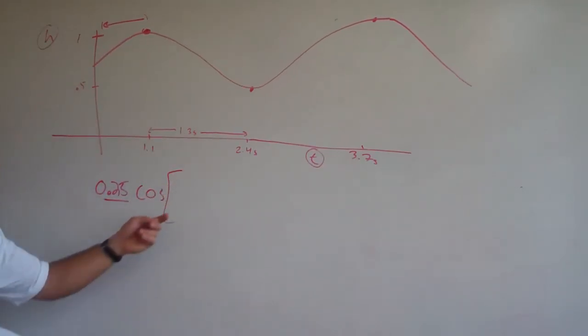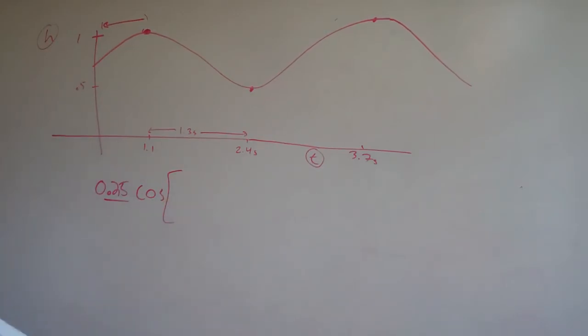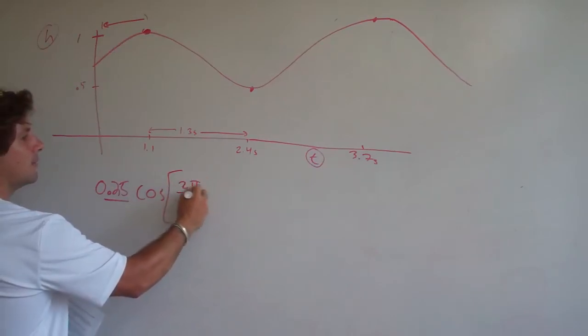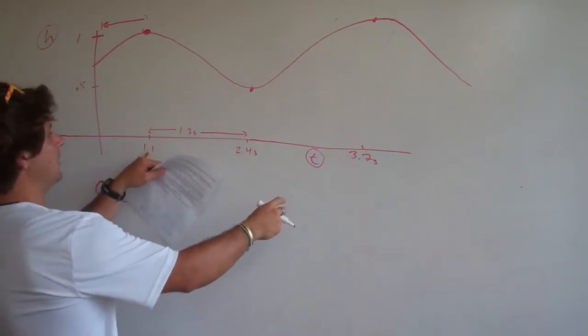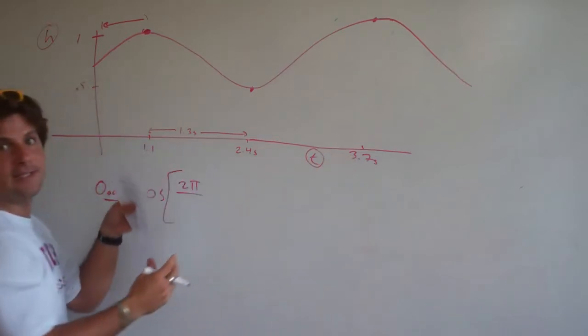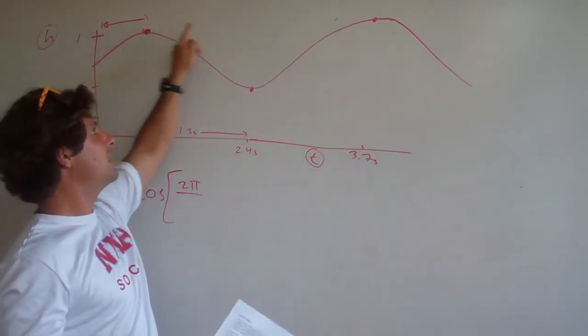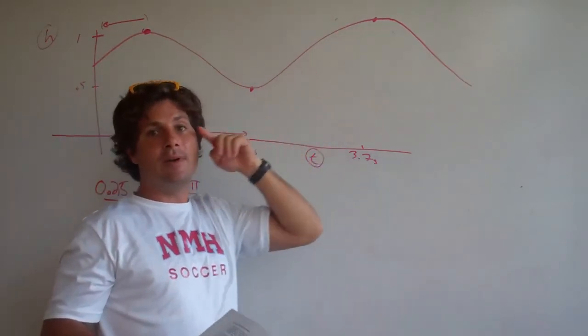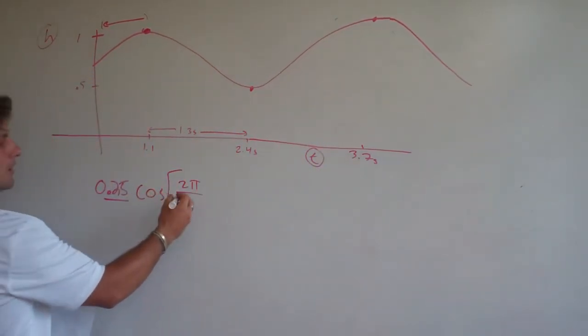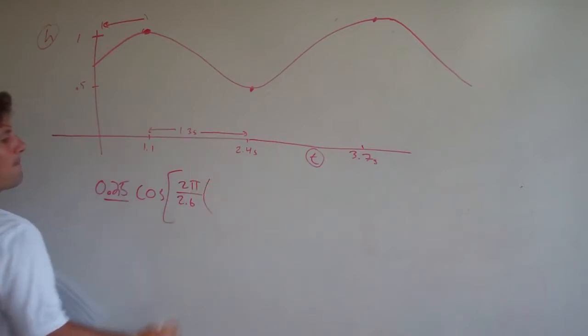And then we need to find our b value. Well, our b value is 2 pi over our period. And our period is 1.1 to 3.7 seconds, the time it takes to go from our height from one place to the exact same place to do one full revolution. So that would be 2.6.